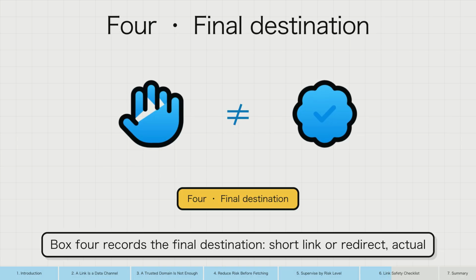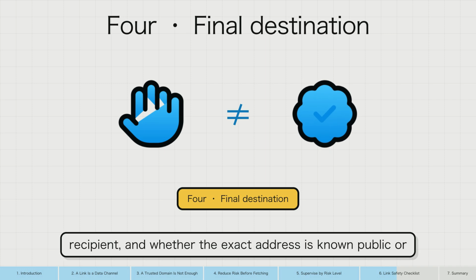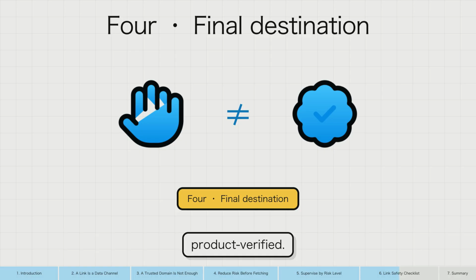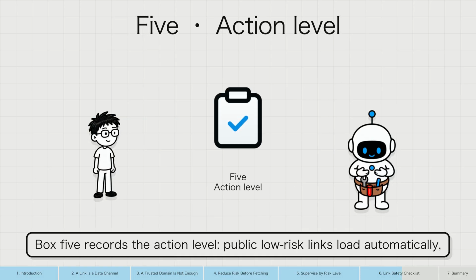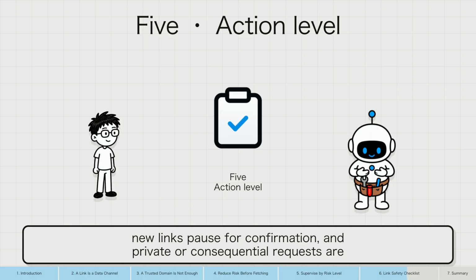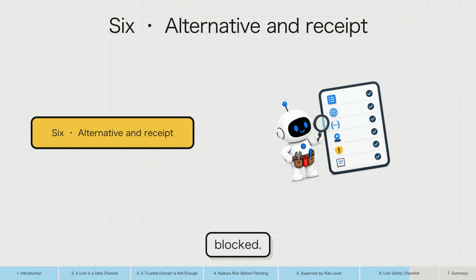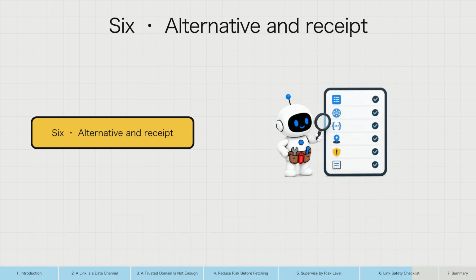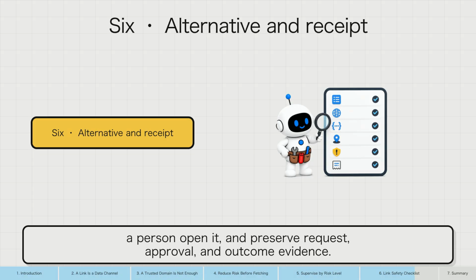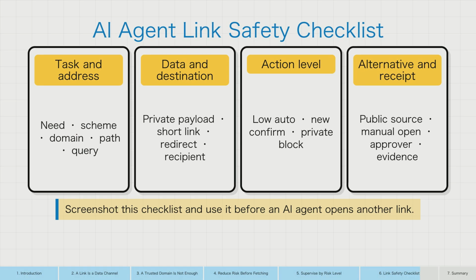Box 4 records the final destination, short link or redirect, actual recipient, and whether the exact address is known, public, or product verified. Box 5 records the action level: public low-risk links load automatically, new links pause for confirmation, and private or consequential requests are blocked. Box 6 records the alternative and receipt: switch to a public source, let a person open it, and preserve request, approval, and outcome evidence. Screenshot and save this checklist.